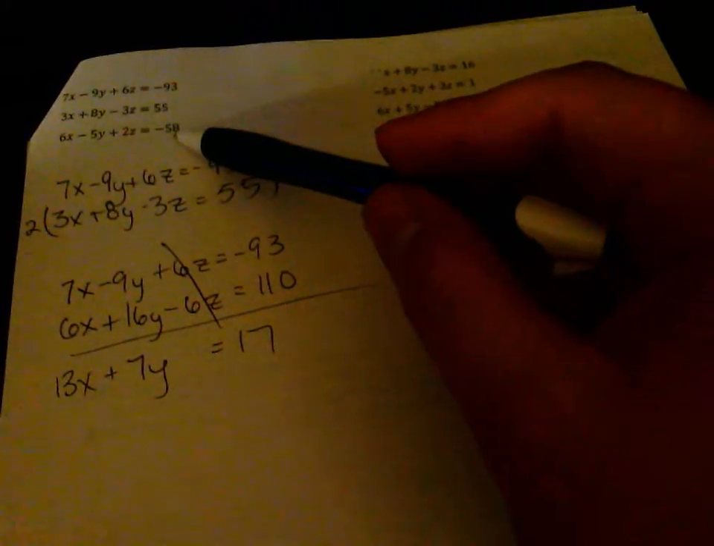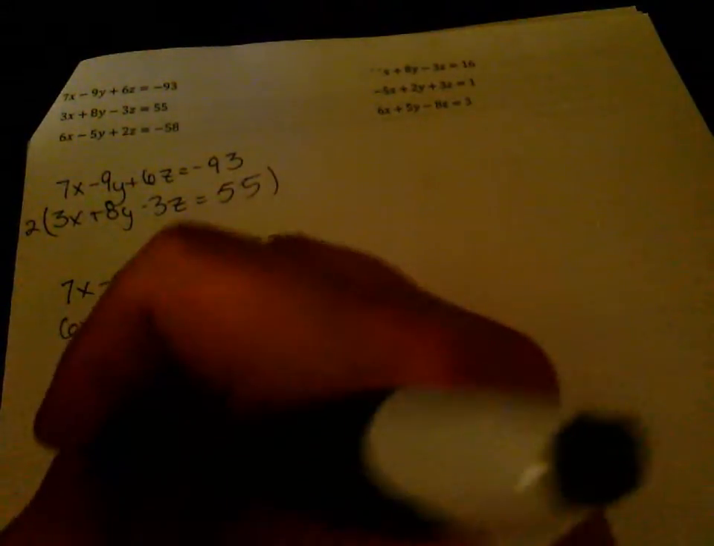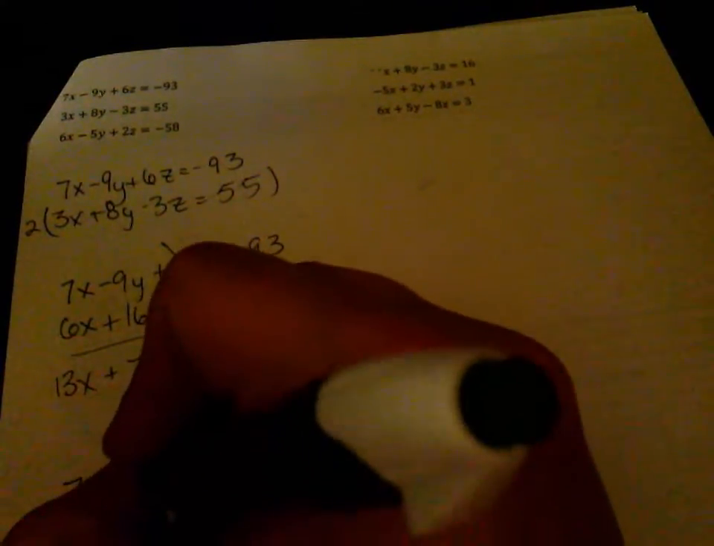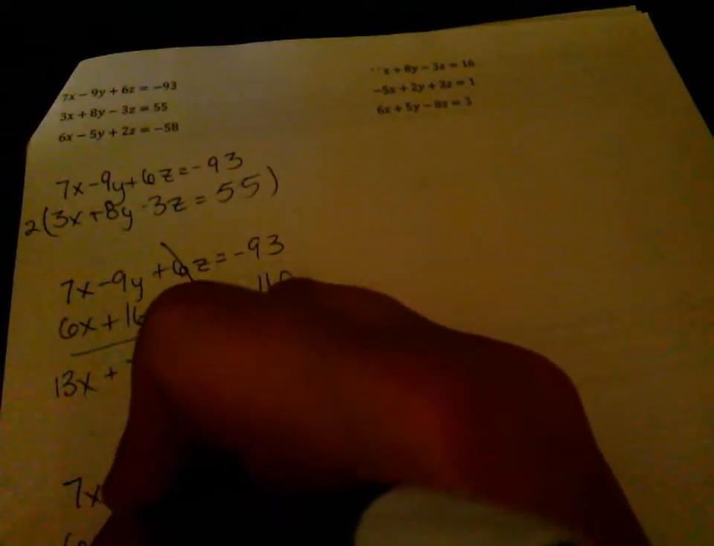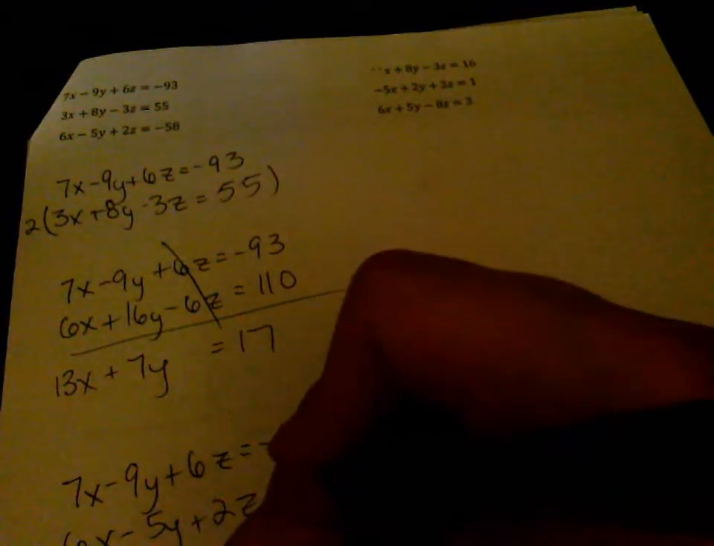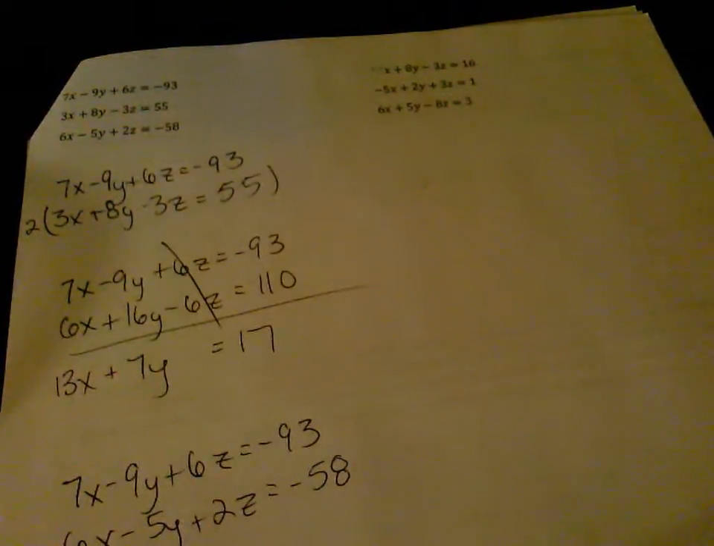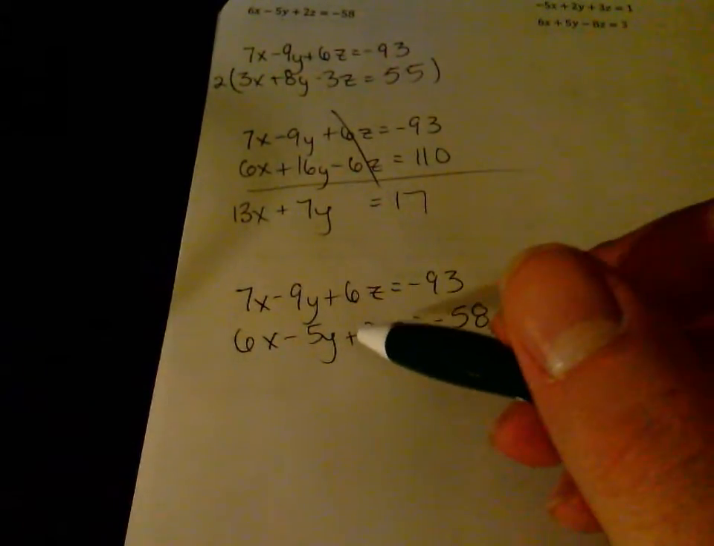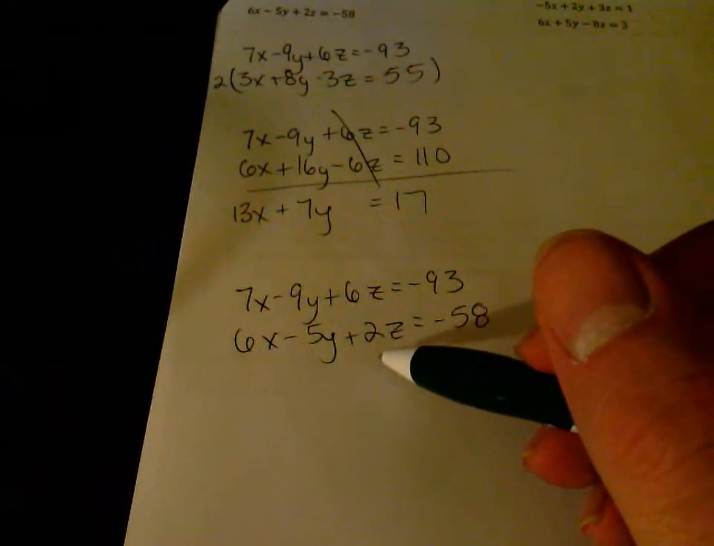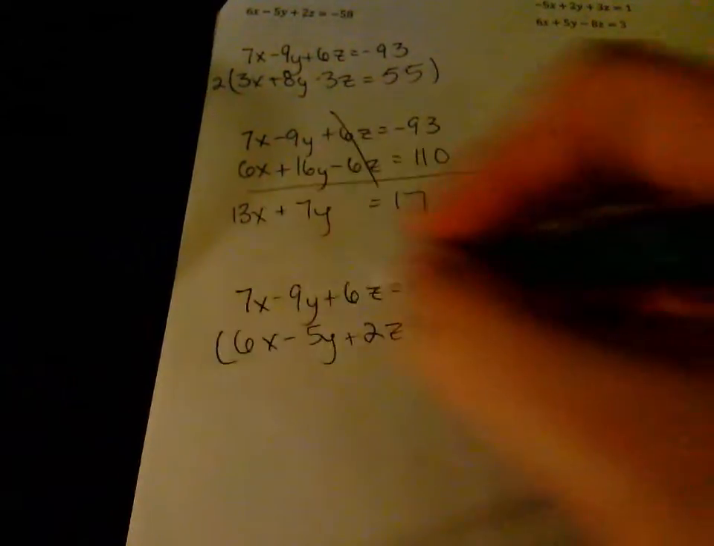Now I'm going to pick this last one and this one up here. So it gives me 7x minus 9y plus 6z equals negative 93, and 6x minus 5y plus 2z equals negative 58. Remember, I need to make this an opposite of this, so I need to make this into a negative 6. So I have to multiply by negative 3.